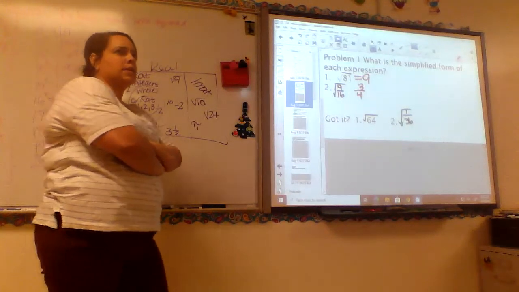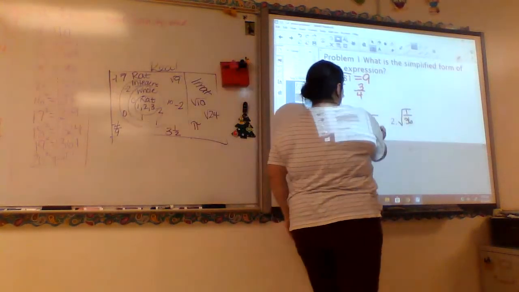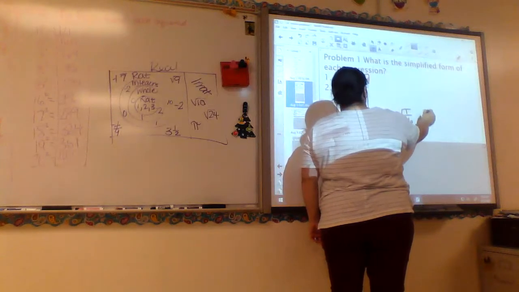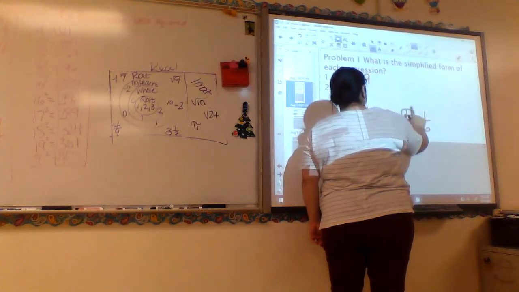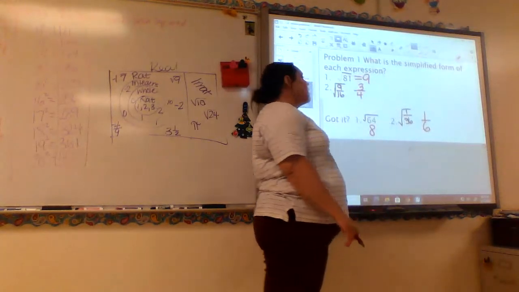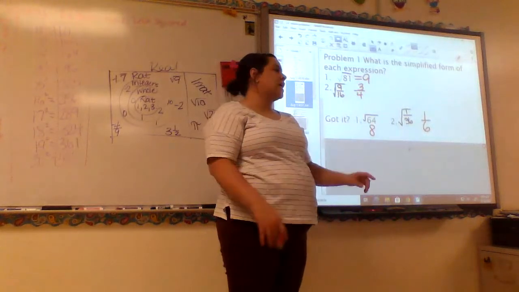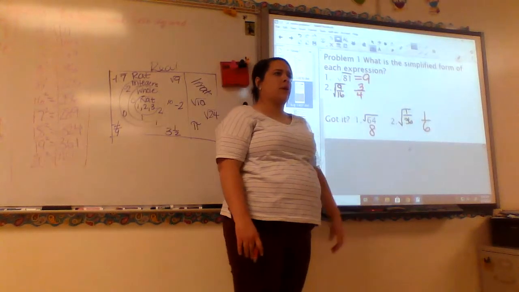All right, so what's the square root of 64? 8. And the square root of 1/36? 1/6, because the square root of 1 is 1. The square root of 36 is 6. All right, now we're going to talk about what happens if the number under the root cannot be square rooted.